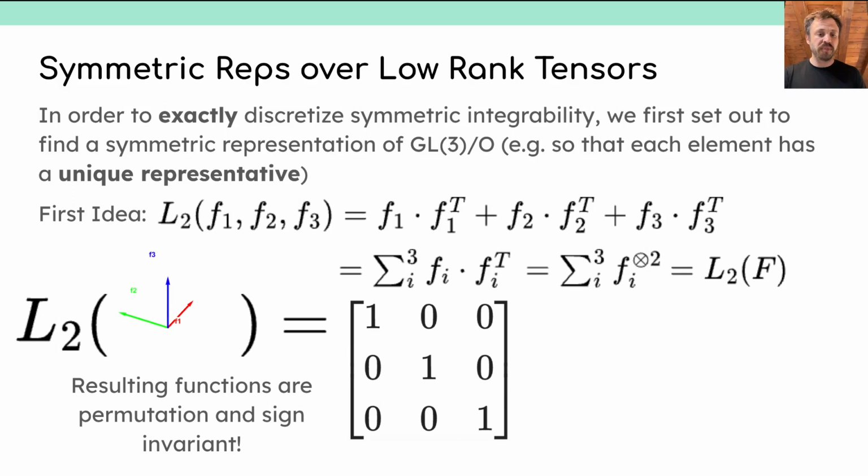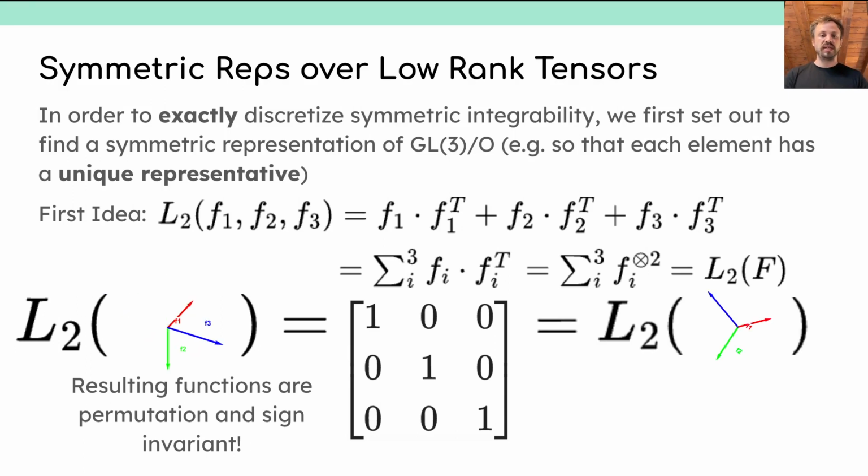But this is a problem because it's the identity matrix for every single octahedral frame. So it doesn't uniquely represent distinct elements of GL3 mod O. And so that's the next thing that we'll discuss.